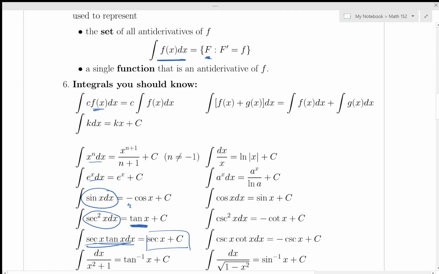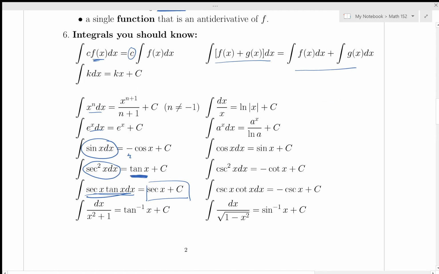Okay, so they're listed here as we go along. You can refer back to this if required. A couple of these ones at the top are just that you can factor out the constant. Here's that if you have a sum of two functions, you can split the integral up into two separate integrals, one for each of them. So there's a couple of little rules there at the top, and those follow directly from the limit definitions.